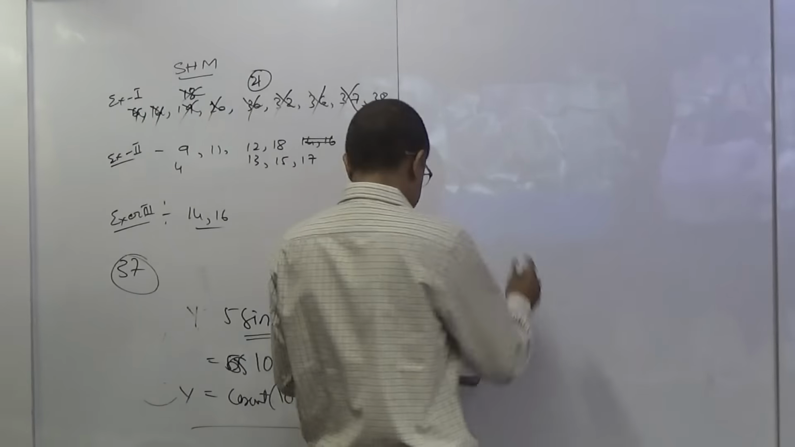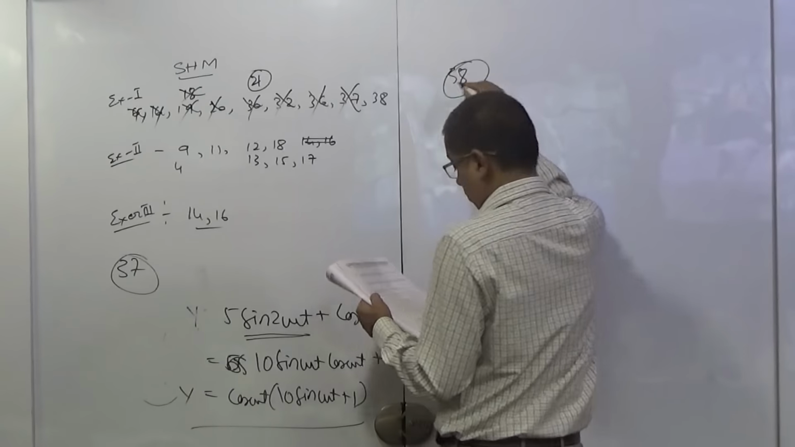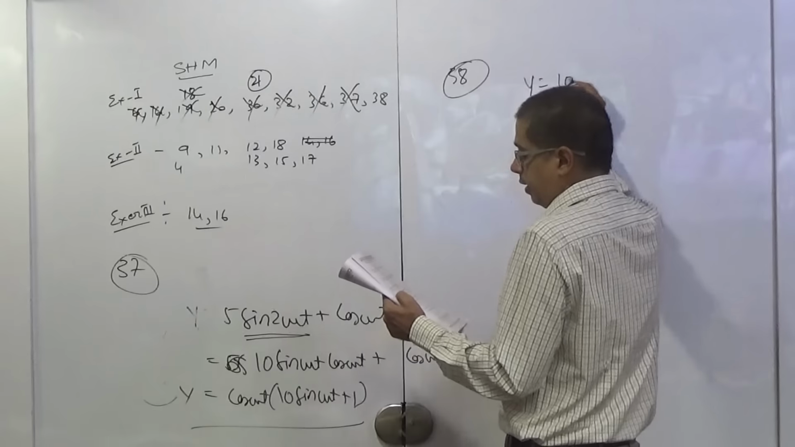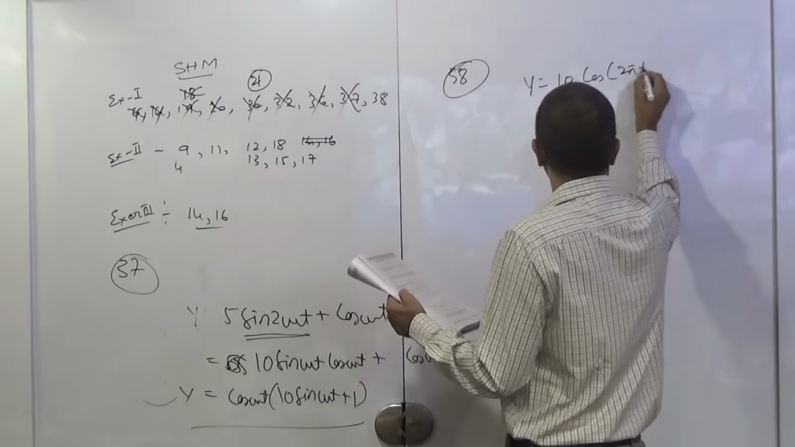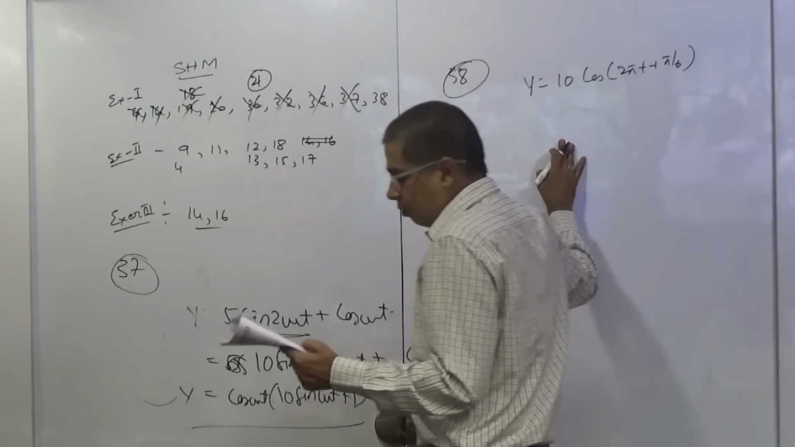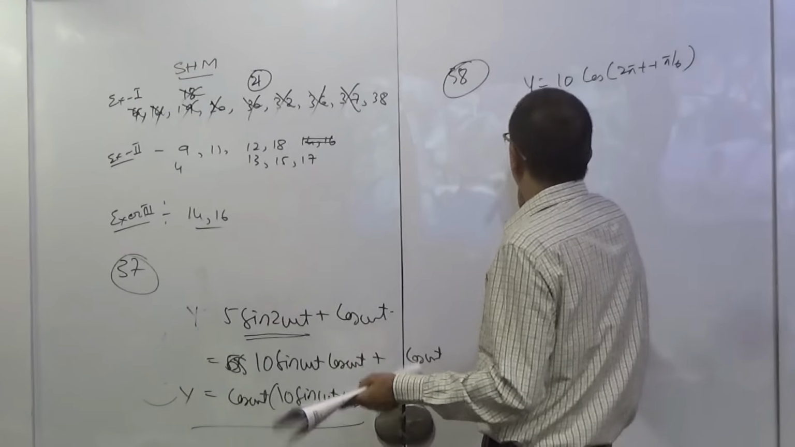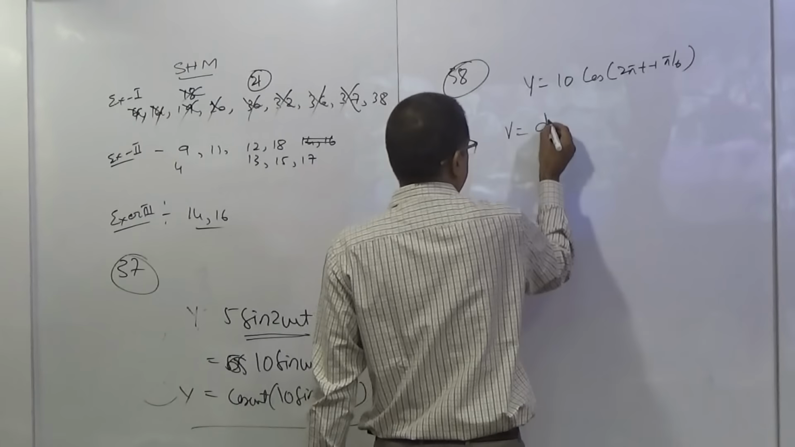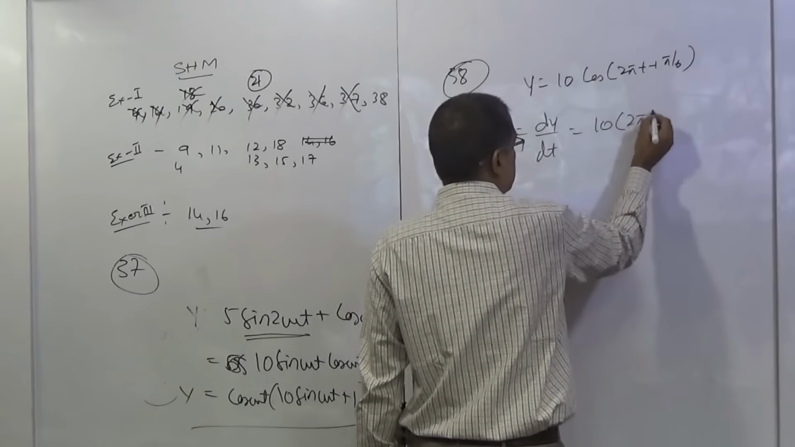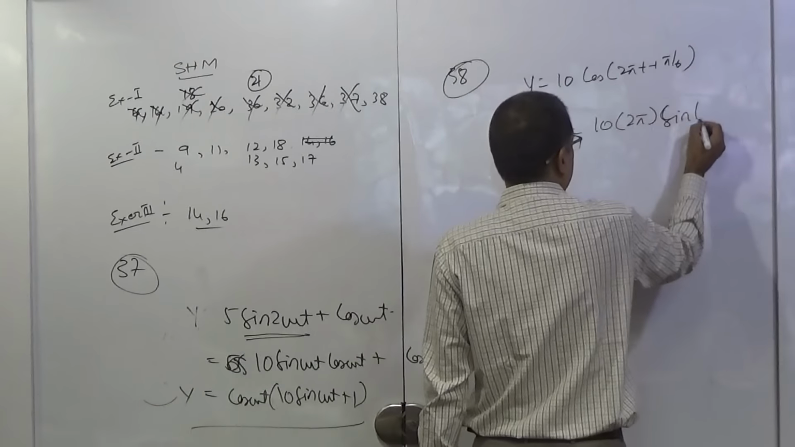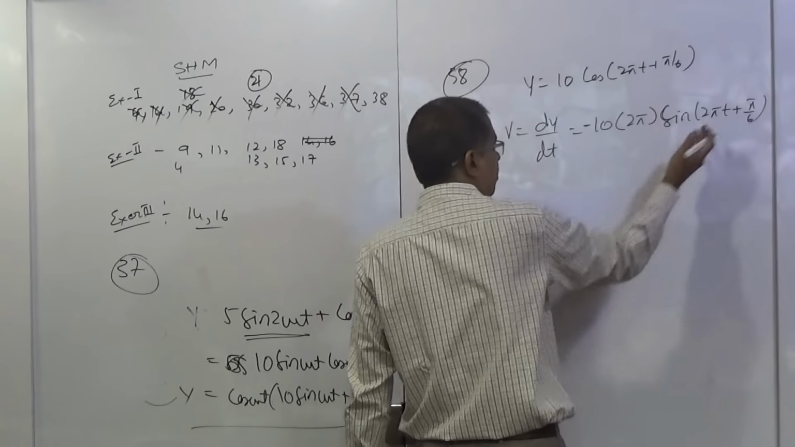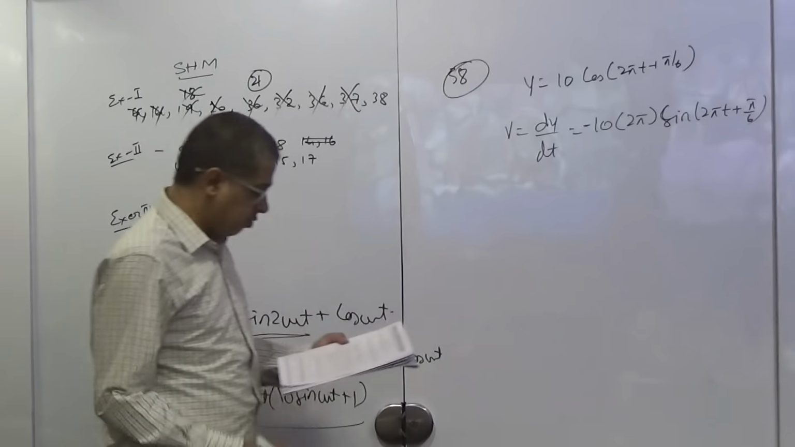38. Particle executes SHM according to the displacement 10 cos (2 pi t plus pi by 6), where t is in seconds. Velocity of the particle at t equal to 1 by 6 seconds. Not a fair question. dy by dt will be 10 into 2 pi sine of (2 pi t plus pi by 6) with a negative sign. Substitute the time and see what you get as the answer.